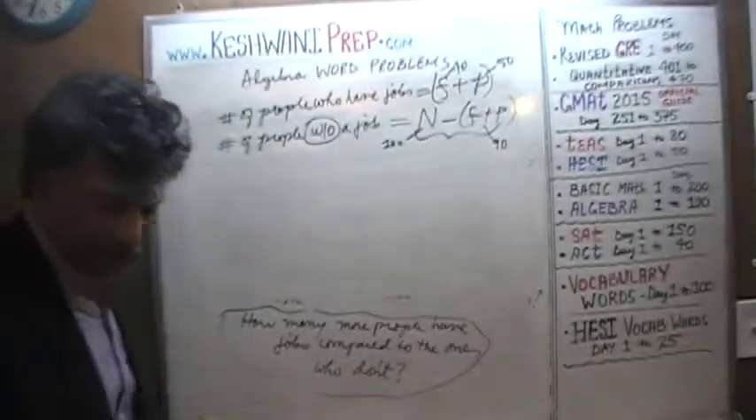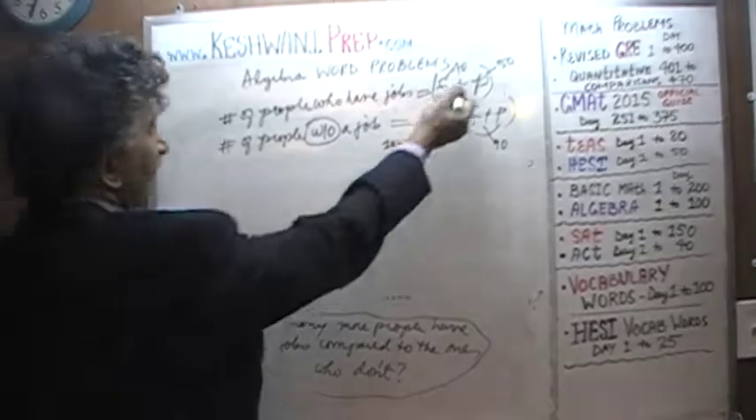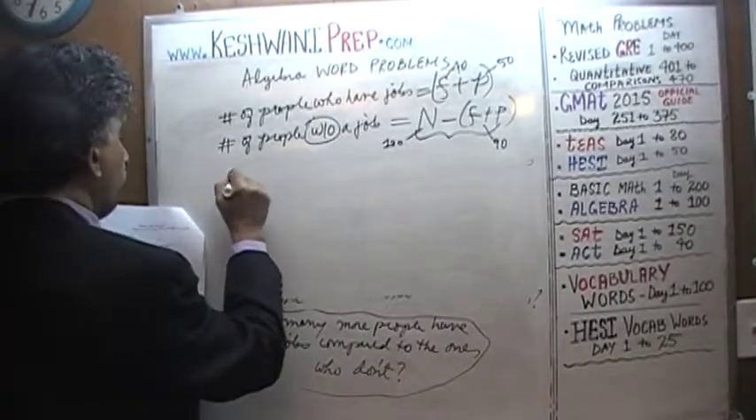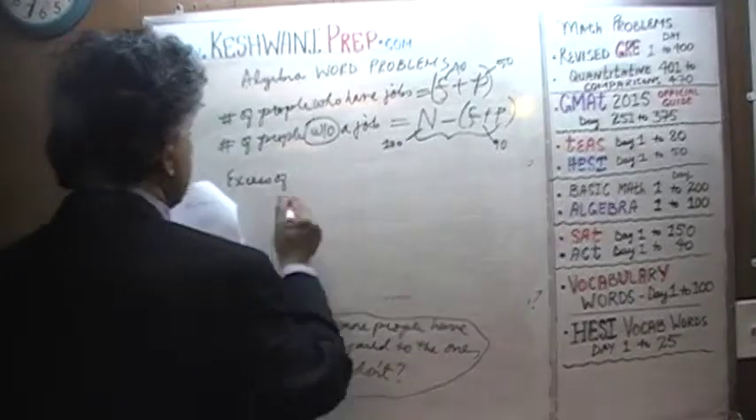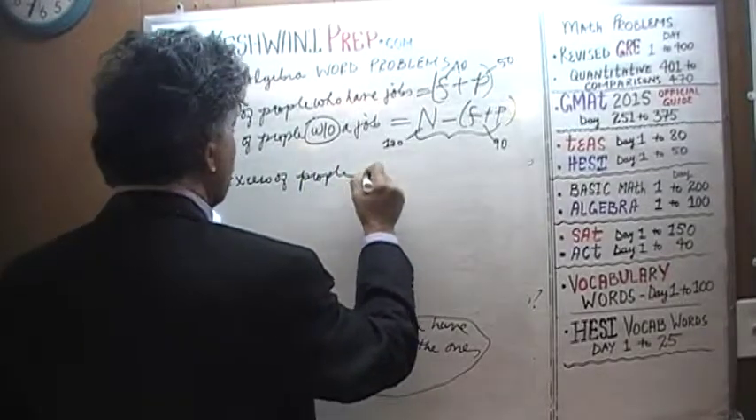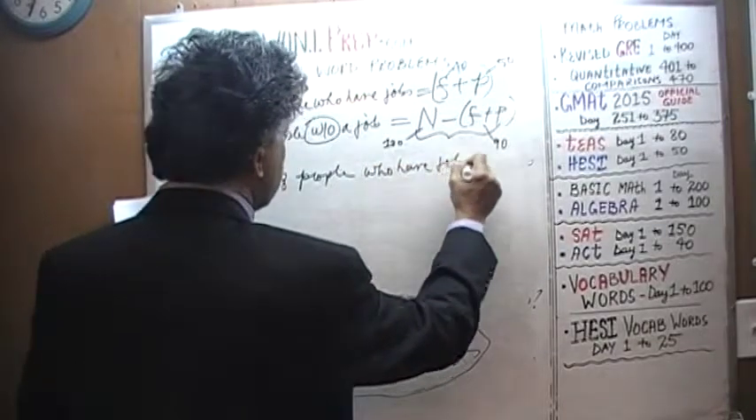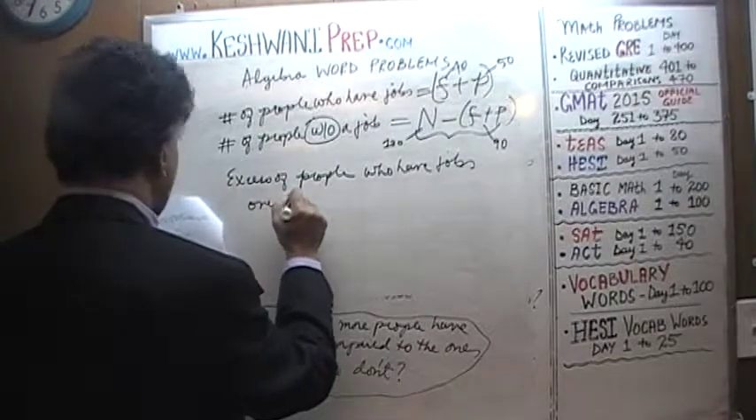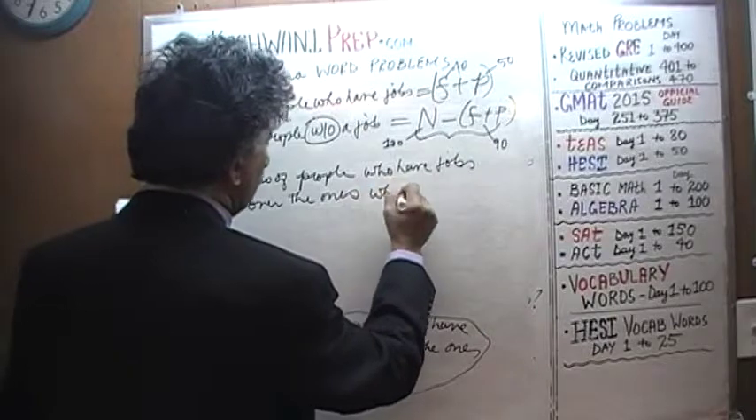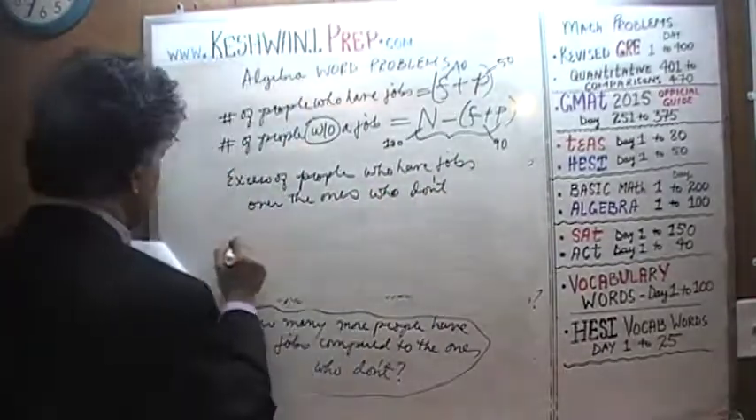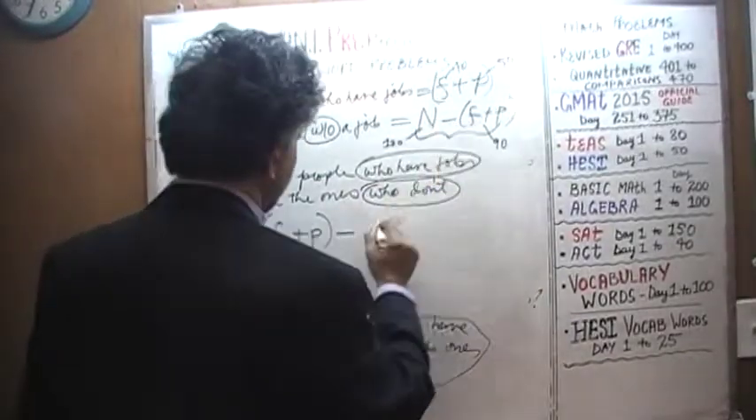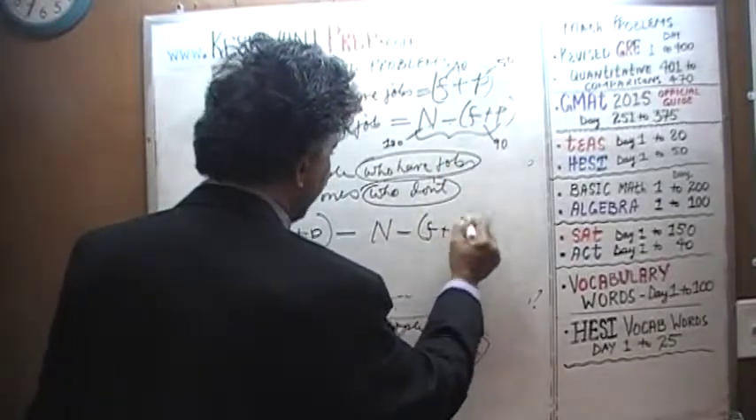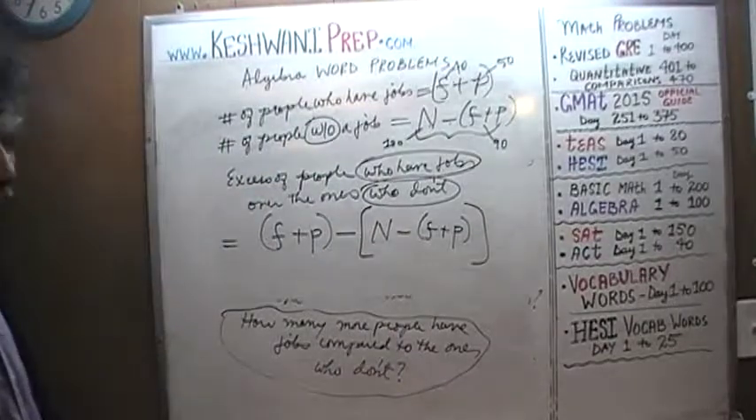How many more people have jobs? This is how many people have jobs, which is the excess of people who have jobs over the ones who don't. It equals the number of people who have jobs, which is F plus P, minus the number of people who don't, which is N minus (F plus P). Don't forget, this is the whole quantity, so don't forget to put the parentheses around it. Now we just have to simplify it.